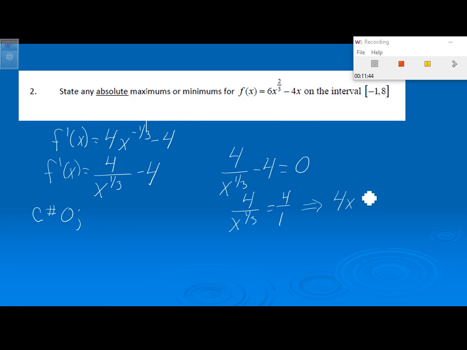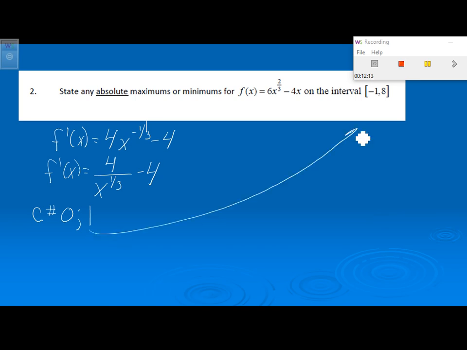So I've got 4x to the 1/3 equal 4. I'm going to divide both sides by 4 and get 1. I'm going to ask myself, what number could I take the cube root of to get 1? And my other critical number is 1. I could have also cubed both sides. So my critical numbers happen to be 0 and 1. Before I move on, I need to make sure that 0 and 1 fall within the interval -1 to 8.